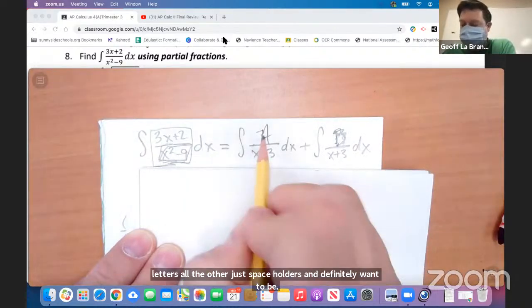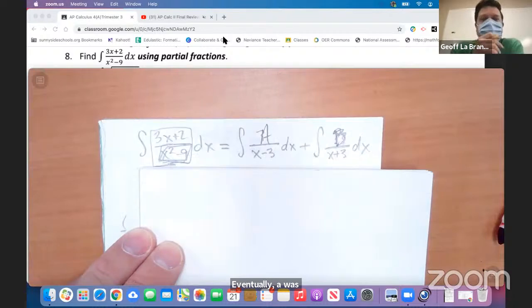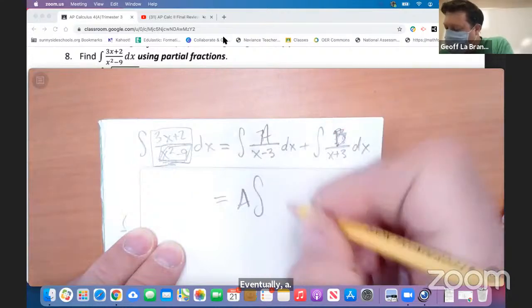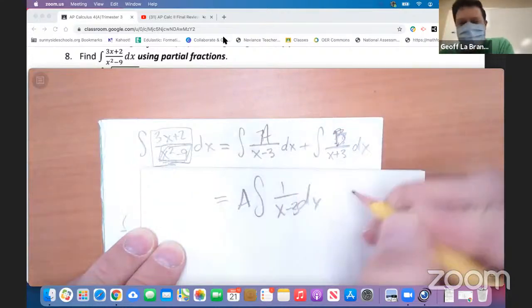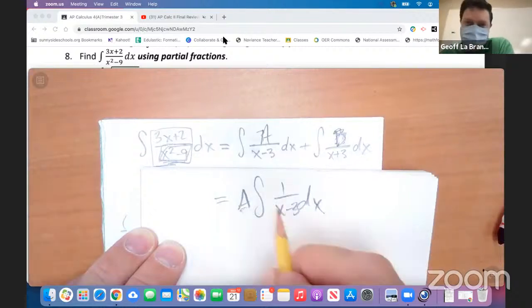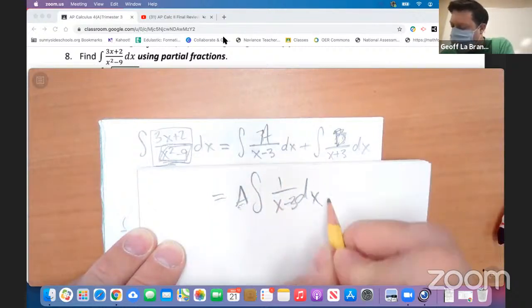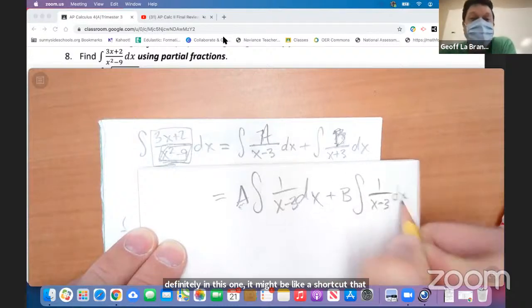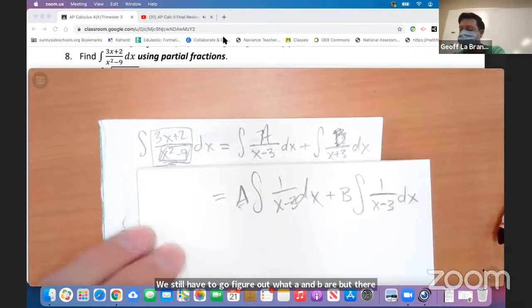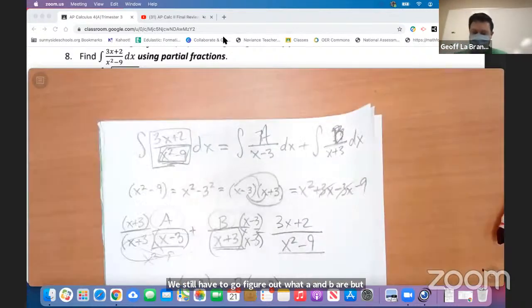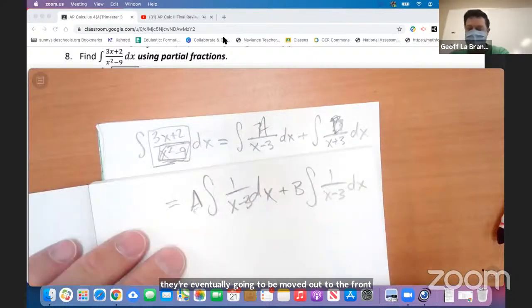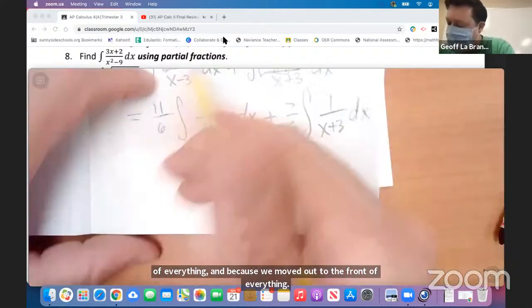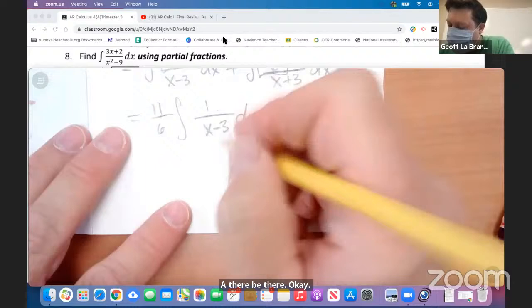Eventually a, this is not always true, but it's pretty true most of the time. We could move a in the front, 1 over x minus 3 dx, because a is supposed to be a number. Certainly in this example it is a number. I can't say it's true all the time, but definitely in this one, it might be like a shortcut that would help keep things clean. We still have to go figure out what a and b are, but they're eventually going to be moved out to the front of everything. And because they're moved out to the front of everything, it might be nice just to kind of treat them as such. See, a there, b there. Okay. 1 over x minus 3. This is a u sub.